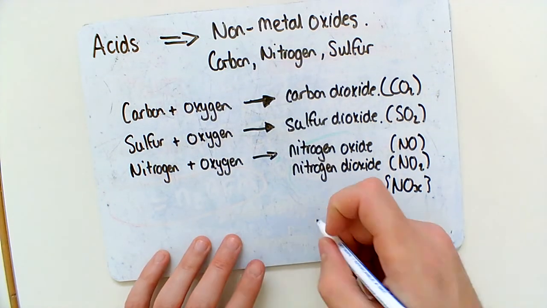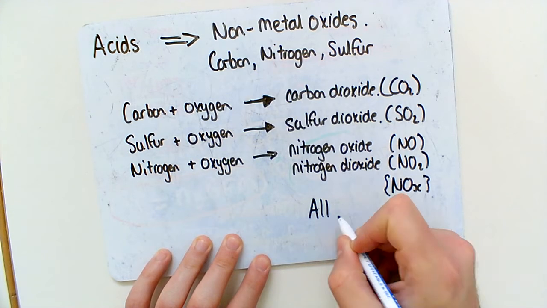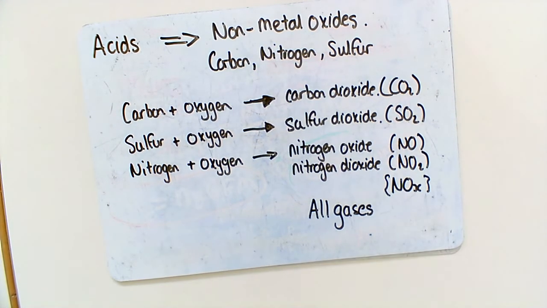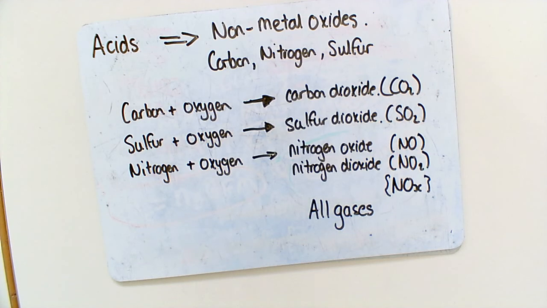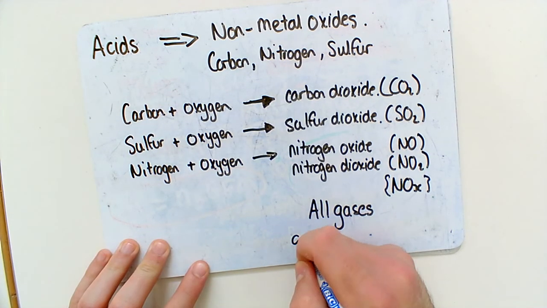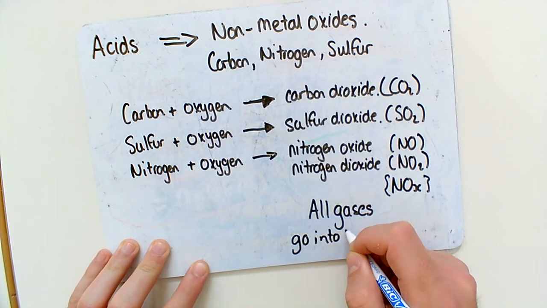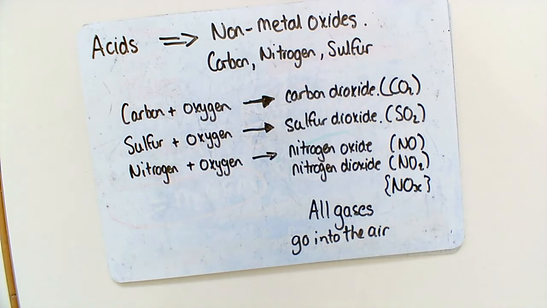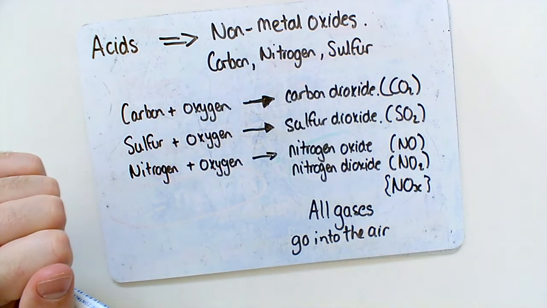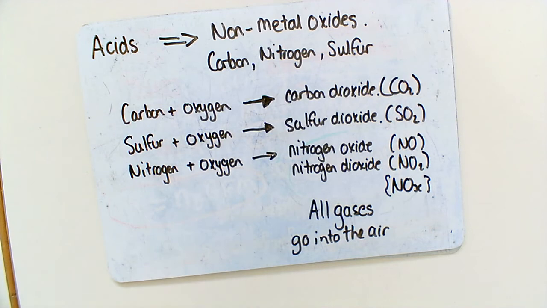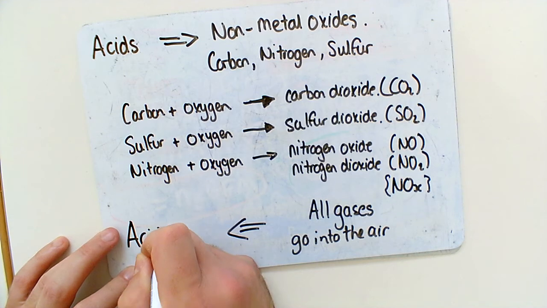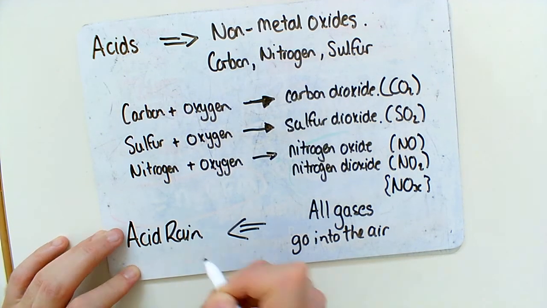Every single one of those is a gas. Because they are gases, that means they go into the air. And, as we said, acids are produced from non-metal oxides. So these gases that go into the air are going to produce acid, and they're a source of what we call acid rain.